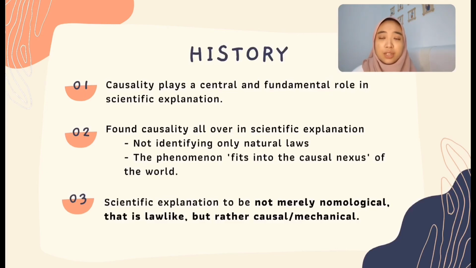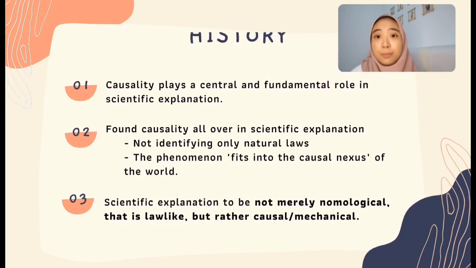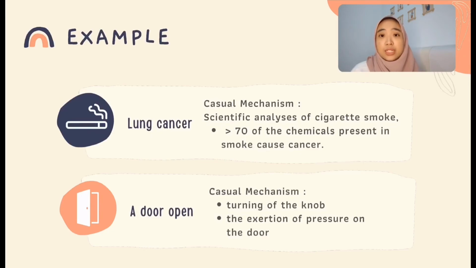Salmon also finds scientific explanation to be not merely nomological, that is law-like, but rather causal or mechanical. Though asserting the primacy of causal or mechanical explanation, Salmon was vague as to how scientists can attain it. So basically, this model says that if something happened, we need to find the reason not just based on laws, but through the activity or component parts that make things happen. So let's move to the examples to help you gain a better understanding.